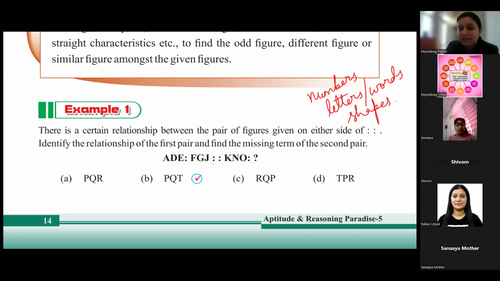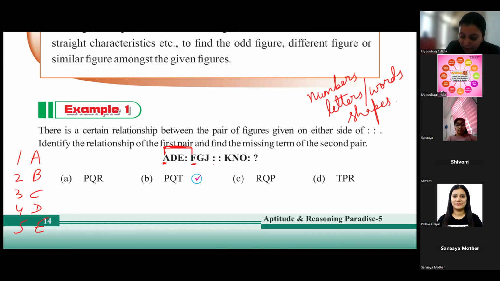See, in such types of questions, just compare. We have two groups, right? This is the first pair of letters. Two groups of letters are given. Just observe the first letter in each group. If we compare A, the first letter of the first group ADE, and F, in letters we always compare the numeric positions that they occupy in the alphabetical series. Like the position of A is 1, then B is 2, then C is 3. These are their numeric positions.